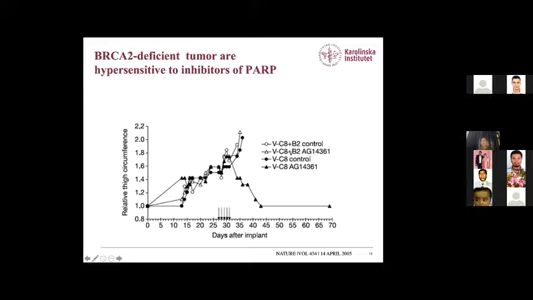Once they were complemented with BRCA, the cells were not sensitive, either in the control or when treated with AG136. But if you have these VC8 cells, which are BRCA mutant, or don't have BRCA, then they become very sensitive, and there is no question of them regrowing.